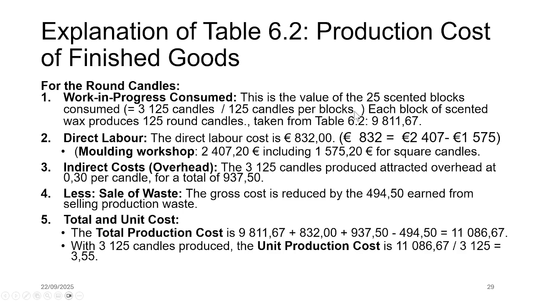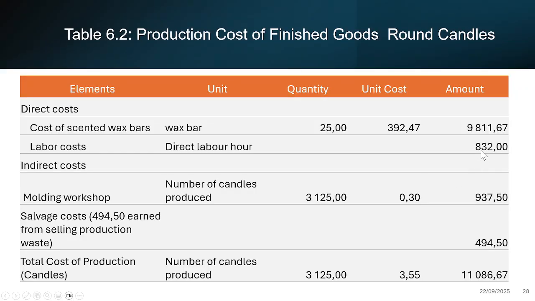So now we move to the direct labor. As given in the information, the total direct labor cost is 2,417, and we have 1,575 for the square candle. So the difference between the total direct labor cost and the direct labor cost for the square candle should be 832 euro. This is the direct labor cost for the round candle, right?